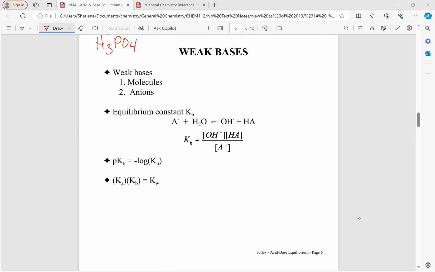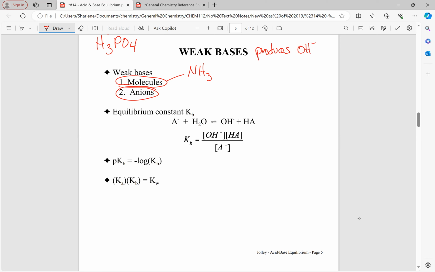Well, there are two types. We can have molecules and we can have anions. So what kind of molecules are we talking about? The one that we use most often, and the only one that we're really interested in this class is ammonia. Okay, so the molecular compound ammonia, when you react it with water, produces hydroxides. So what does a base mean? It means it produces hydroxide when you put it in water, either by dissolving or by reacting.